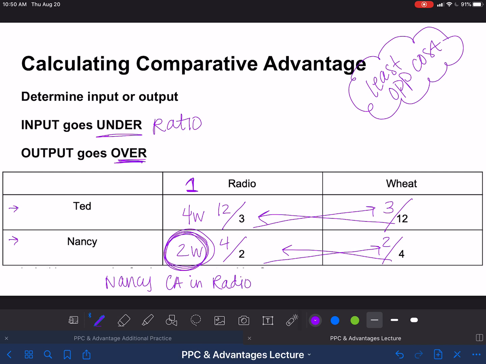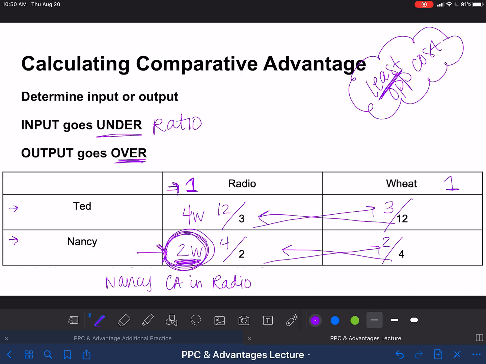So Nancy is giving up the least wheats to make 1 radio. Remember, least opportunity cost. She's giving up the least wheats to make one radio. So she has a comparative advantage in radios. So now let's look at the wheats.